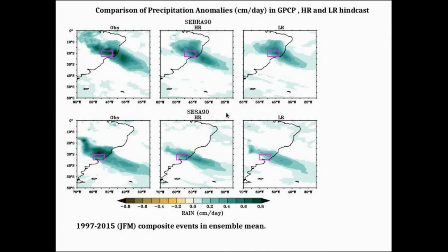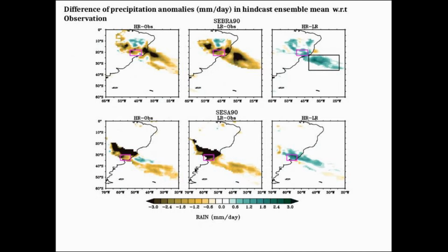Also in the SASA region, the precipitation occurs both over the ocean and the land. So now, how is the model capturing these events?